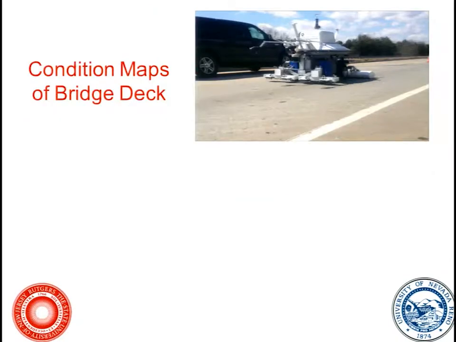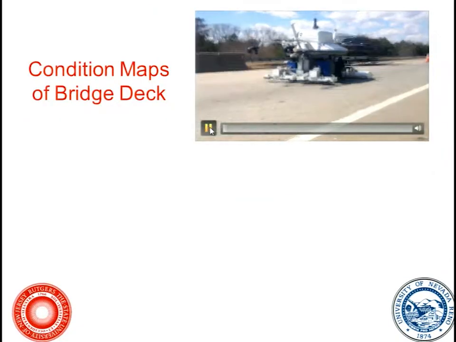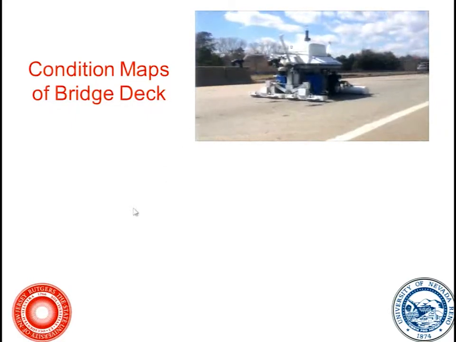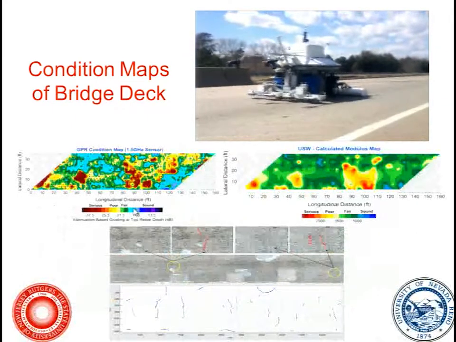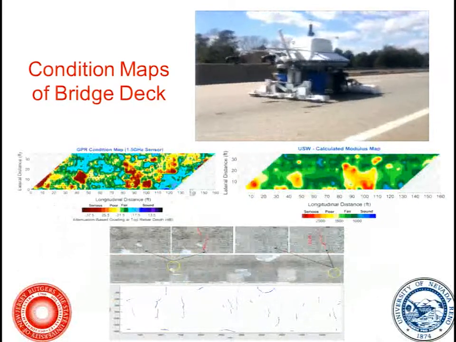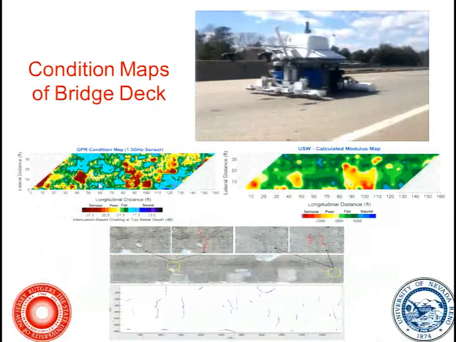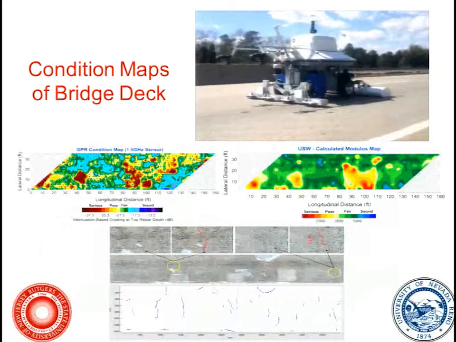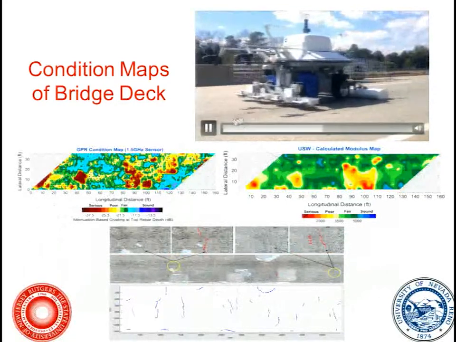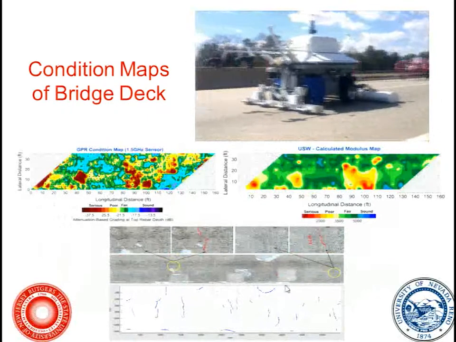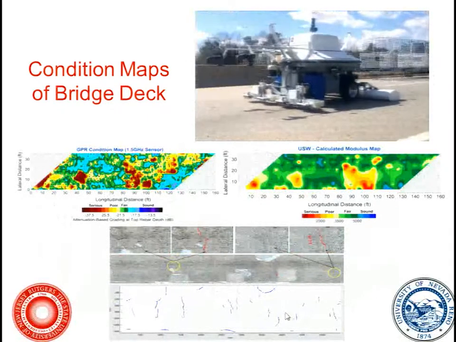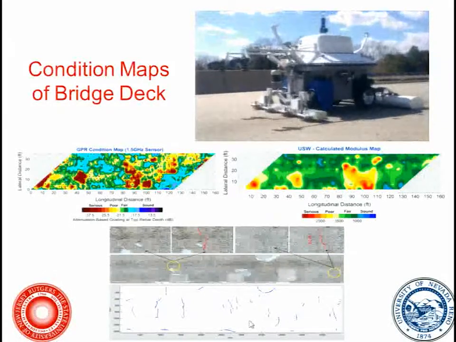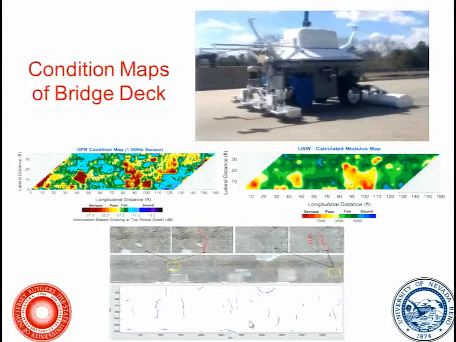So here you see the results of the robot. It can build the condition map of the bridge in real time. You can see the red area is the defected area, and it can also build a crack map based on the stitched images from the front camera here, and all the cracks are built and mapped to the real bridge coordinates. And you can zoom in and see hairline cracks and their location on the deck.